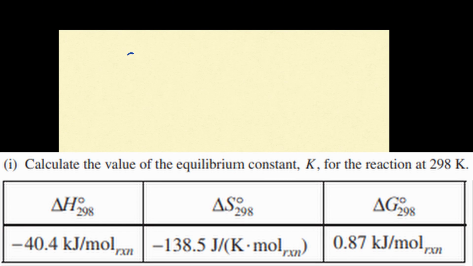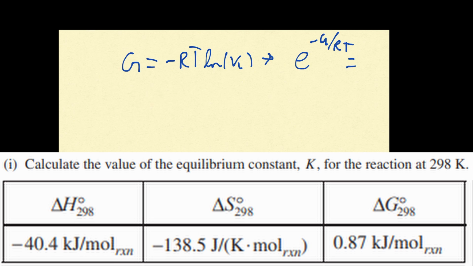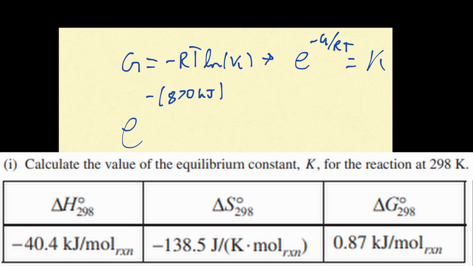Using Gibbs free energy, we can calculate the constant K by reworking the equation G equals negative RT ln K to solve for K, and we get that K equals e to the power of negative G over RT. By plugging in all of our constants and our G from the table, we get that our K is equal to 0.70.